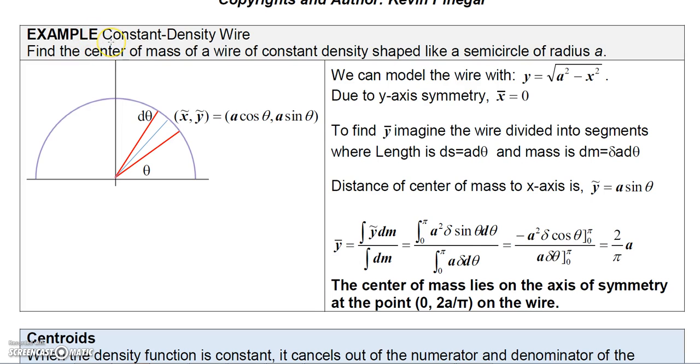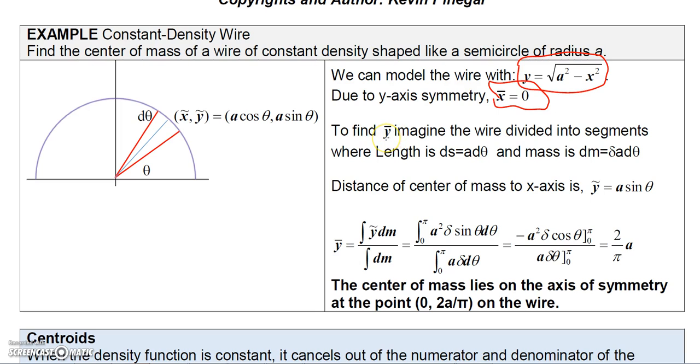Okay, on this last example, we're going to find the center of mass of a wire that has constant density that's shaped like a semicircle with radius a. So here's the wire, and in this example, we're going to model the wire. We're going to say that y equals the square root of a squared minus x squared. Now again, due to the symmetry, we know that x bar is 0. So really all I need to look for is y bar.